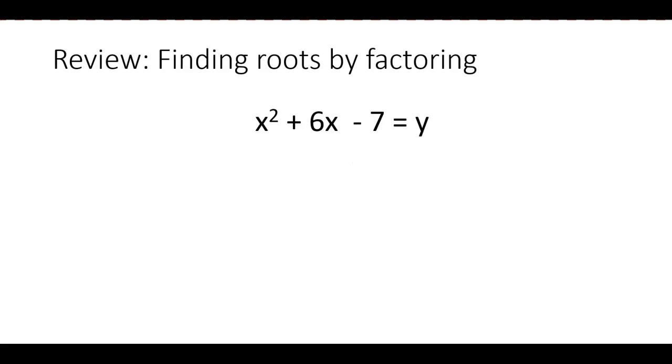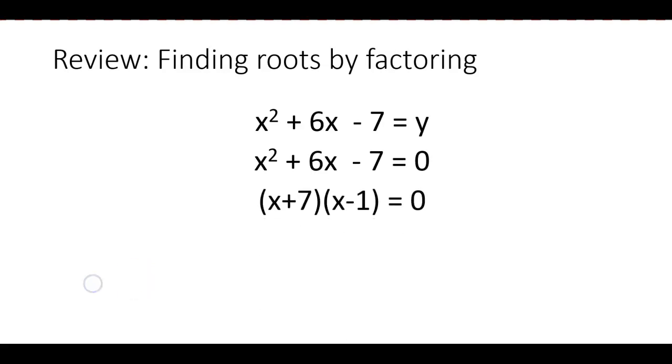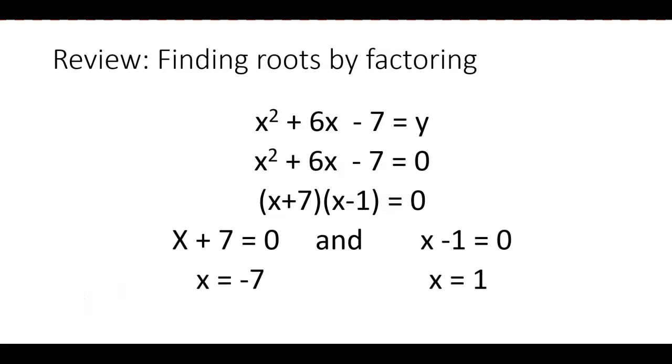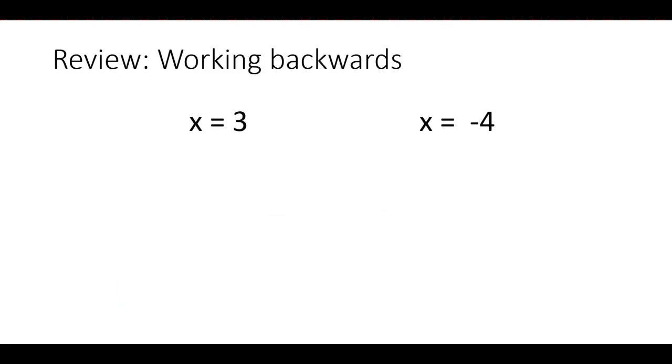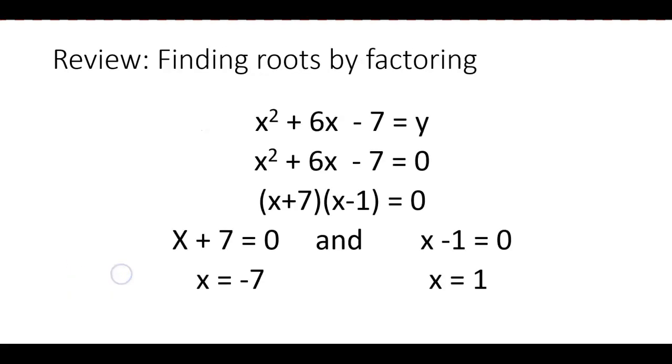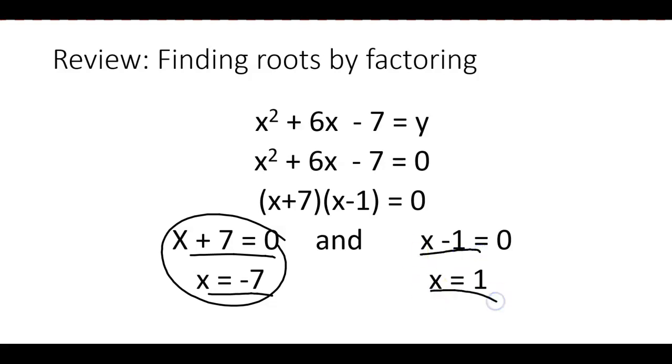Let's review. Finding roots by factoring. Step 1, set it equal to 0. Step 2, factor it. Step 3, set them both equal to 0. Finally, solve, right? So that's finding roots. But we're going to work backwards. So what do you guys notice when you compare these two things? What do you notice about the 7 here and the 7 here? They're just opposite signs. That's it, right? Same thing here. -1, +1.